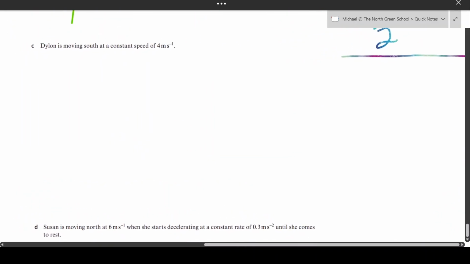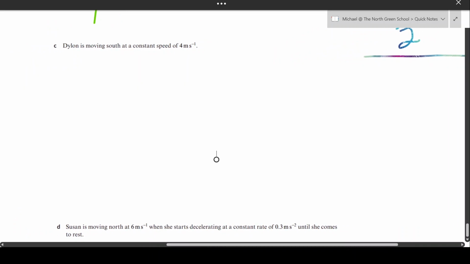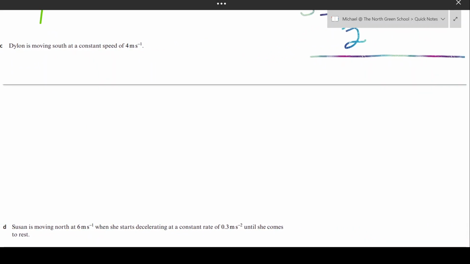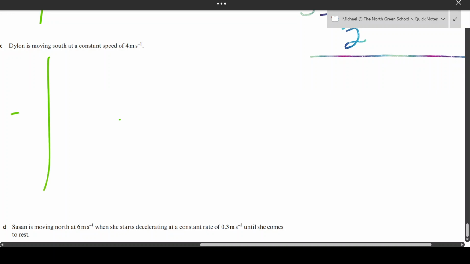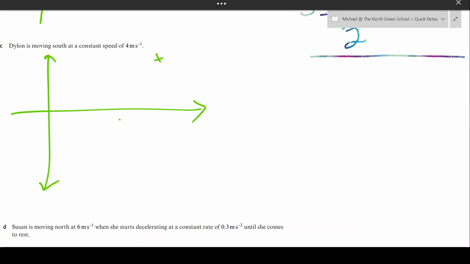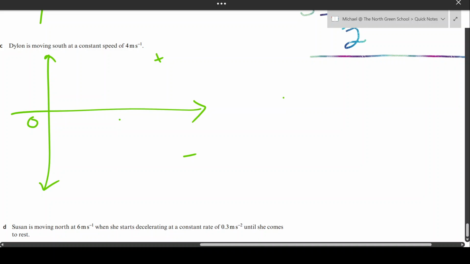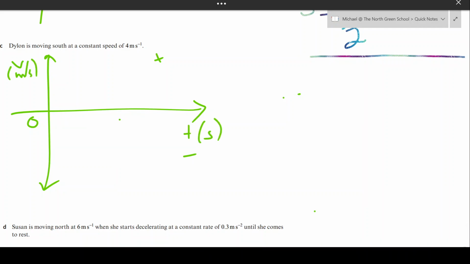Dylan is moving south at a constant speed of 4 meters per second. So if we consider this as positive and that as negative, and that's 0, this is our velocity, and it's in meters per second. And this is our time, and it's in seconds. So if Dylan is moving south, we're going to be down here, right there.